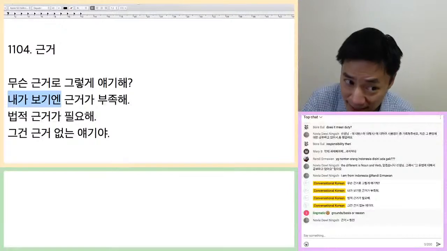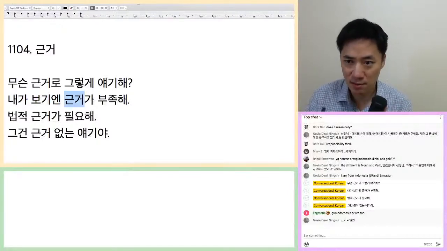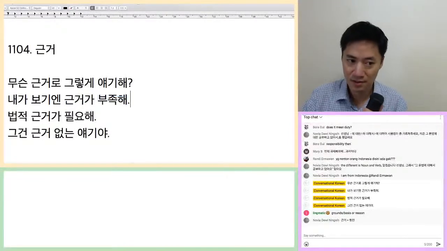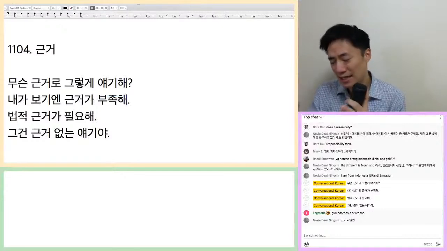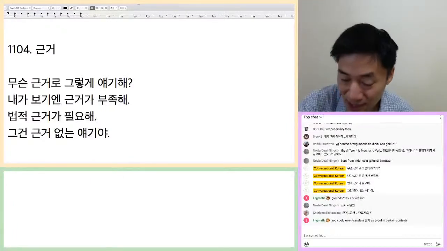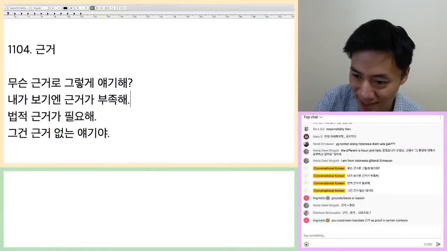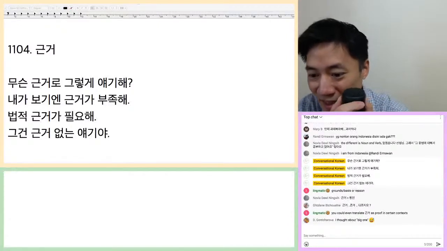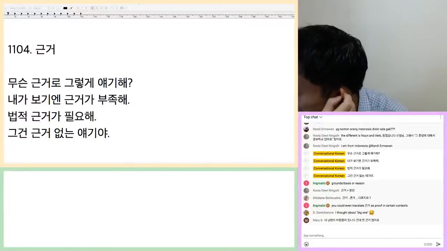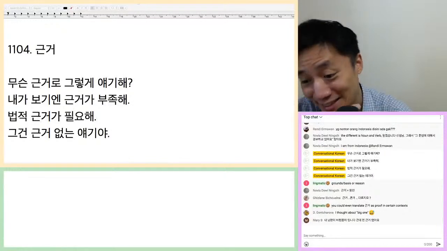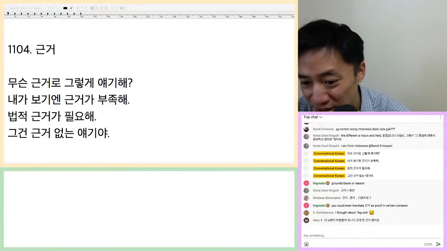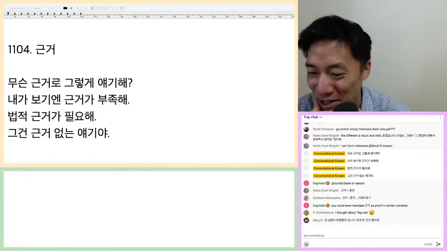내가 보기엔, the way I see it, the ground, the fact, or the foundation is lacking, not enough. Like someone tried to convince this, but it seems like that's not true. 내가 보기엔 근거가 부족해, not really convincing. 근거, 원인. I think 원인 sounds different to me, and 근거 and 큰거 is different. 근거 could even be translated as proof in certain contexts.